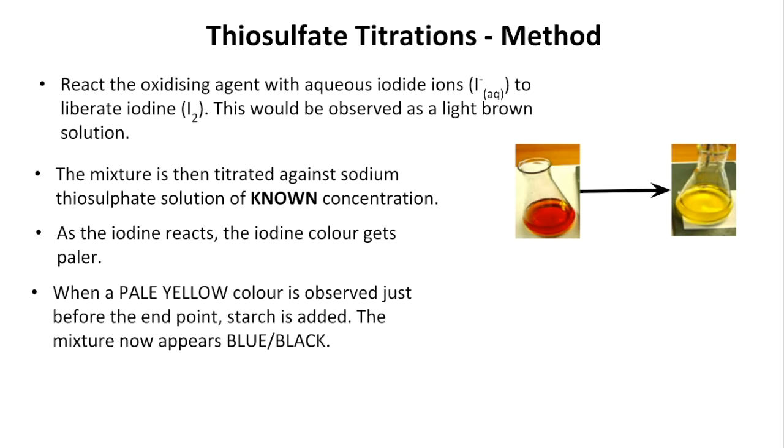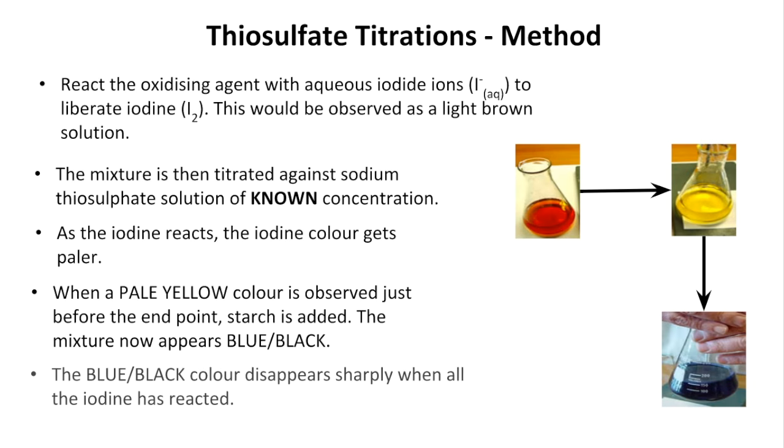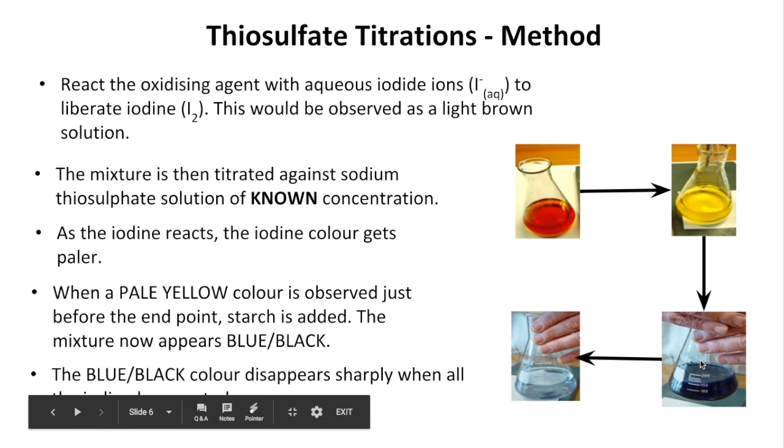And then when you get to a pale yellow colour, you then add some starch indicator. So at this point you're very close to the end of the titration, but there's still a tiny amount of iodine left in, so the indicator will go blue-black. And then you just add a small amount of thiosulfate to get rid of the last amount of iodine, and that is going to generate a colourless solution. So the colour change in this titration is blue-black to colourless.